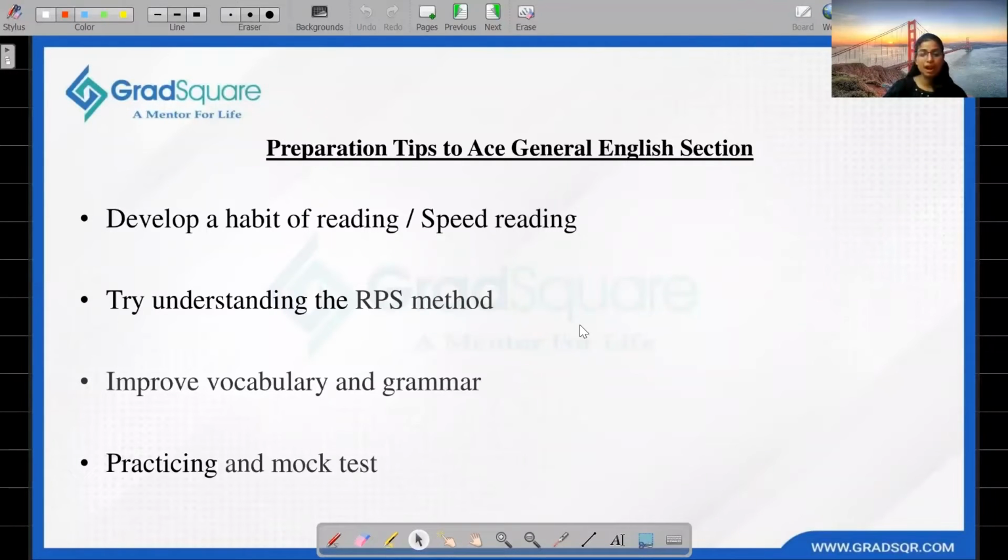Try understanding the RPS method. Try understanding the root meaning. The RPS method is nothing but root, prefix, and suffix. Try understanding the root meaning when approaching the vocab section. Read about the meanings of prefixes and suffixes, and you can focus on etymology again.